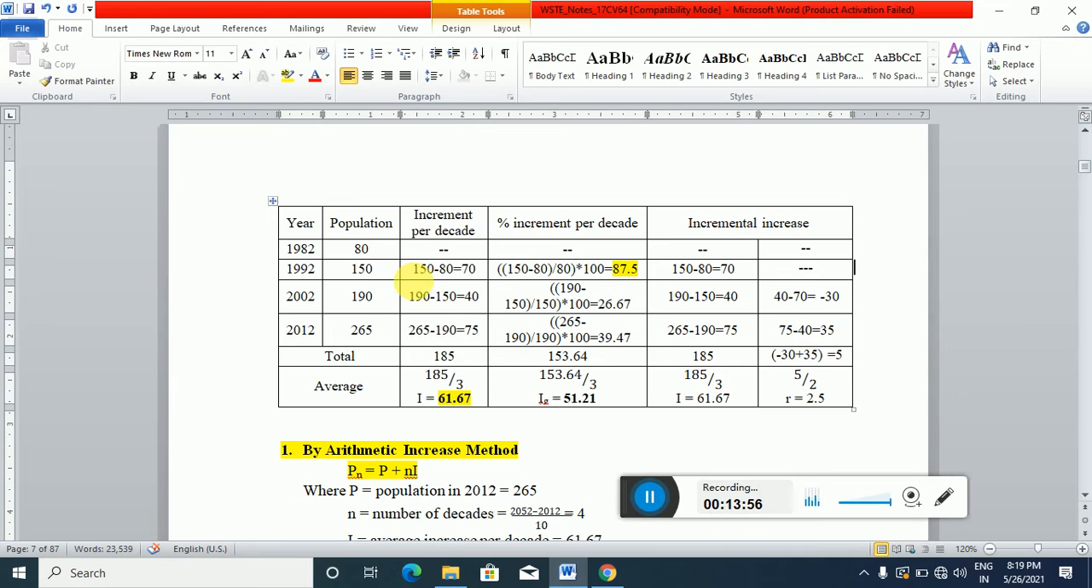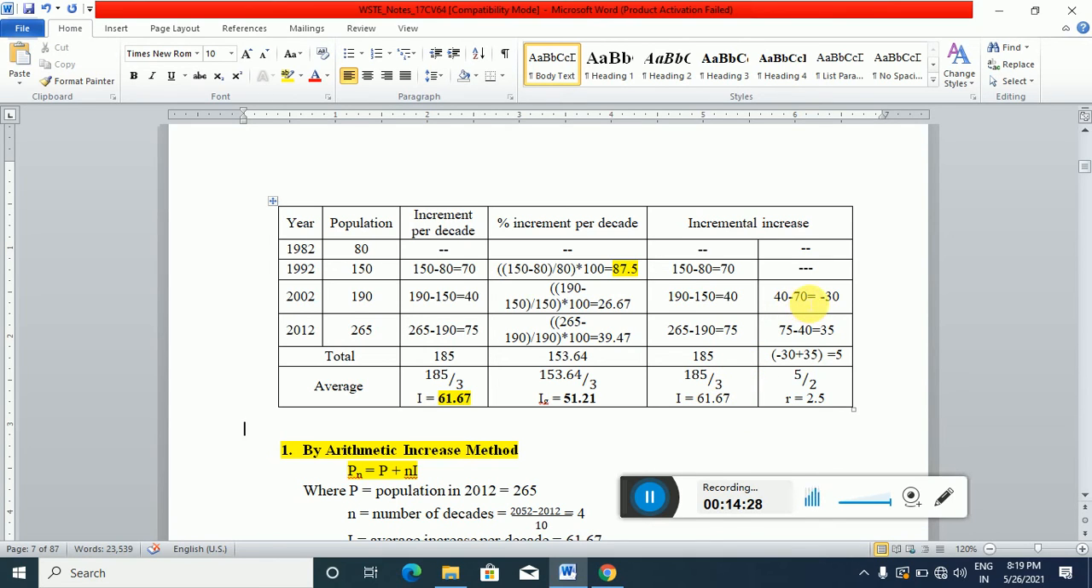The value will be 150 minus 180, it is 70, then 190 minus 150, it is 40, then 265 minus 190, it is 75. Similar to the arithmetic increase method, we will get the value as 185, and if you divide it by 3, you will get the value as 61.67. Okay, this is the incremental increase per decade. We have to calculate the average incremental increase, so that's why we have divided it by 3.